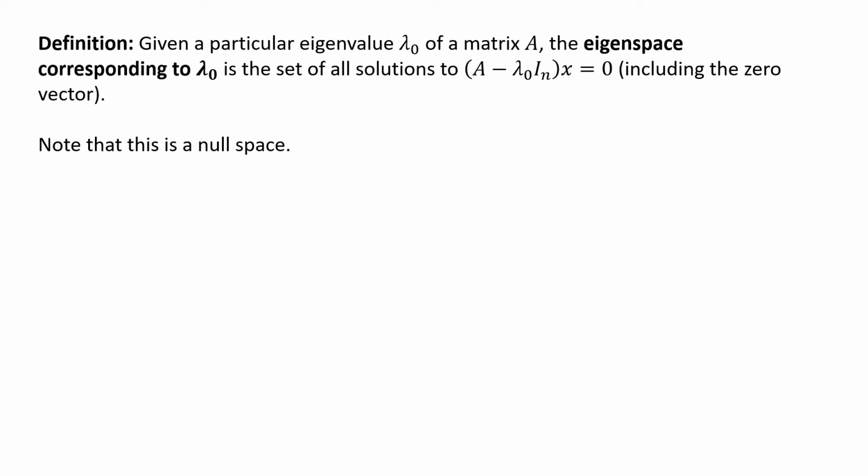So, definition. We've talked about eigenvectors and we've used this equation: A minus lambda 0 times In times x equals 0. Notice that this is kind of familiar. What do we have? We have a matrix times a vector equals 0. When you solve for that, what are you solving? That's a null space. Eigenvectors give you null spaces.